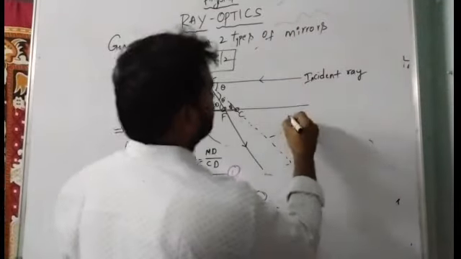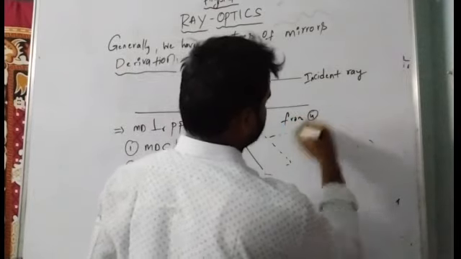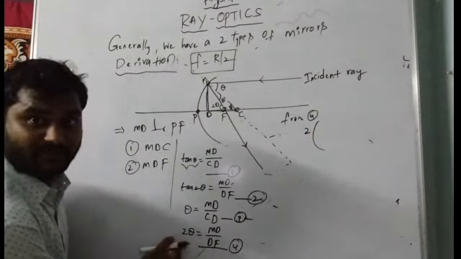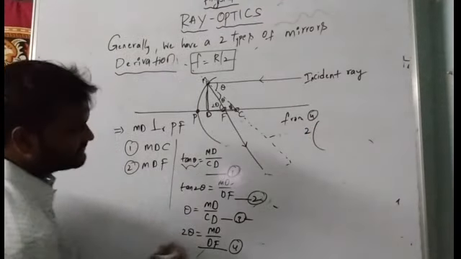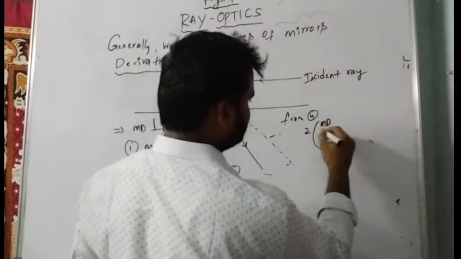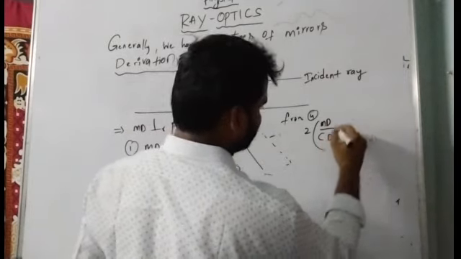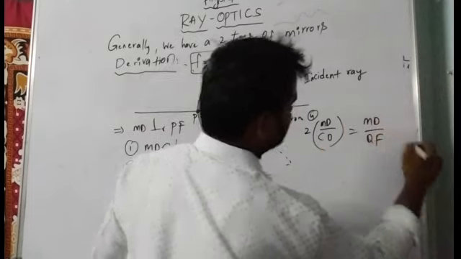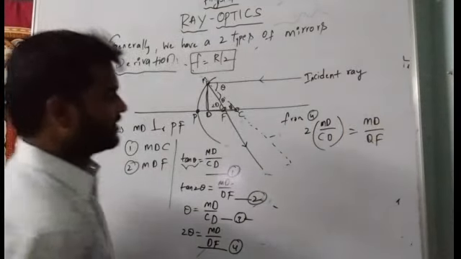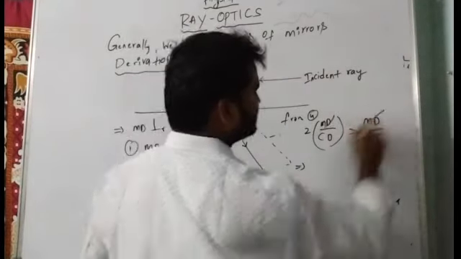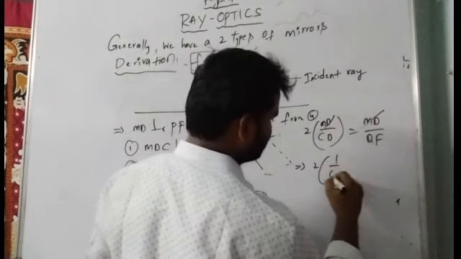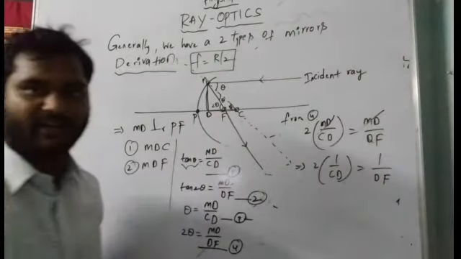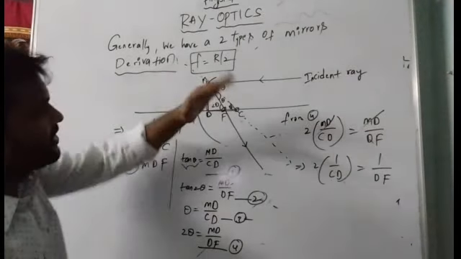So from 4 we can equate 2 theta. Are you observing? 2 theta. In place of theta we can substitute MD by CD, which is equal to MD by DF. Understood everyone? From which MD gets cancelled. So 2 into 1 by CD is equal to 1 by DF. Next, see what I have assumed.